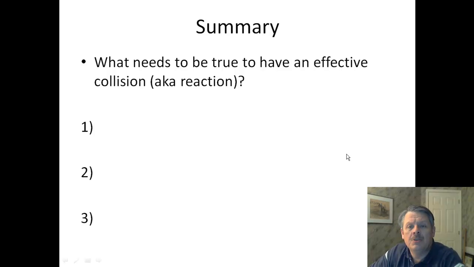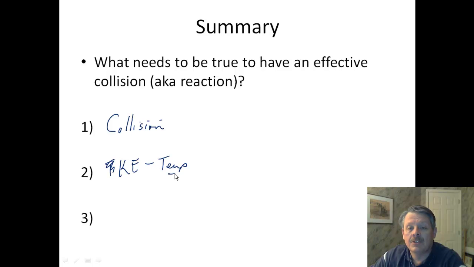So what needs to be true to have an effective collision? Or another way to put it, a chemical reaction. Well, the first thing we have to have is a collision. All right, what's the second thing we need to have? What's the third thing we need to have? Well, the other two things you need besides the actual collision is you have to have enough kinetic energy. And to have enough kinetic energy, that's temperature controlled. So the thing needs to be hot enough, the thing needs to have enough kinetic energy to make this happen. Okay, so the appropriate energy needs to be there, and the third thing is they need to be in the proper or correct orientation.